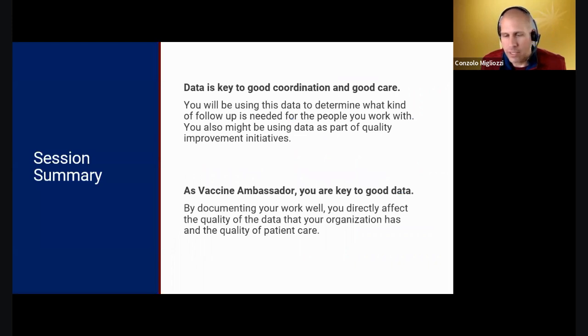We are actually, I didn't realize, at the session summary here. Summarizing that data is key to good coordination and care. You're going to be using data to determine what kind of follow-up is needed for the people you work with. You might also be using the data as part of quality improvement initiatives. And I'll say this as well, it's also to get funding into the communities you're going into. So capturing it the correct way, getting as much information as possible, is key.